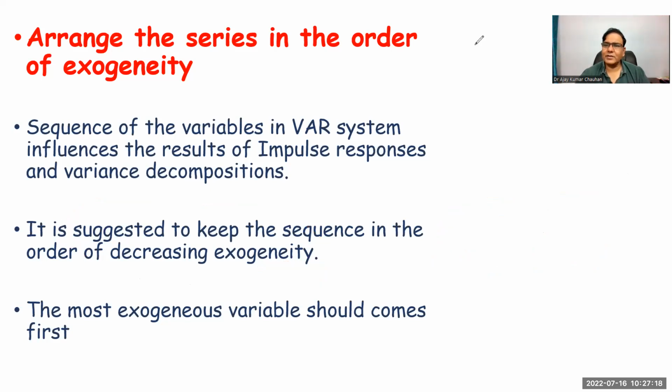So here I suggest two things. You can find out the exogenous variables by looking at their r-square values or chi-square values and arrange them in the order of decreasing exogeneity. This is the most important step in the vector autoregression model. Otherwise, you will get the wrong result, and reporting the wrong result is not a good thing. So the second step is to find out the right sequence of the variables and use this sequence in the VAR system.